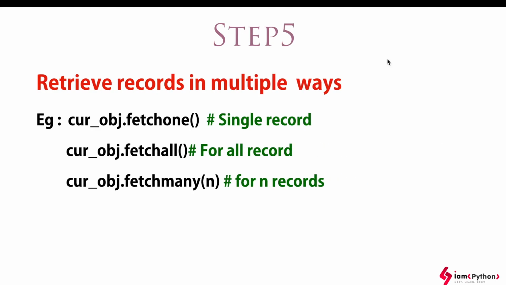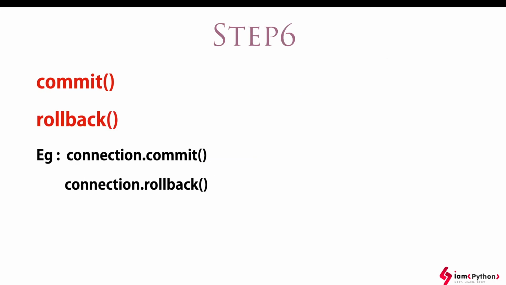Step 5 is retrieving the records in multiple ways. We can use the cursor object to get a single record with fetchone. If it is all the records, fetchall, and if you want, for example, 5 records, we can use fetchmany. So these are the 3 functions when you want to retrieve a set of records from the database or database table. So that is step 5, and step 6 is commit and rollback.